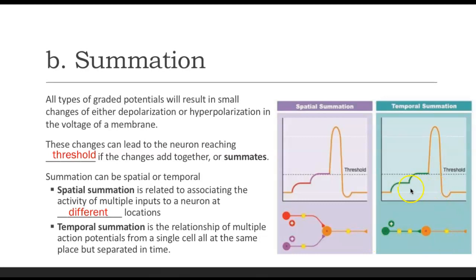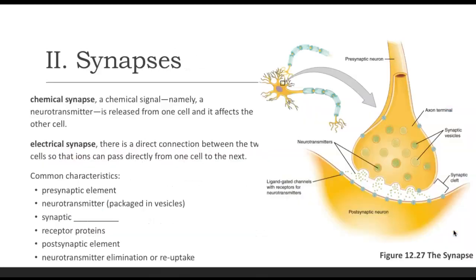With temporal summation, we are going to have a relationship of multiple action potentials from a single cell all at the same time. So these stimuli are happening more frequently in order to send those signals. And so they are happening really quickly back to back so that this EPSP doesn't have a chance to go back down to its resting membrane potential. And instead, we get another EPSP right away and they summate. They add together and we reach threshold for that action potential to be moved through this second neuron.